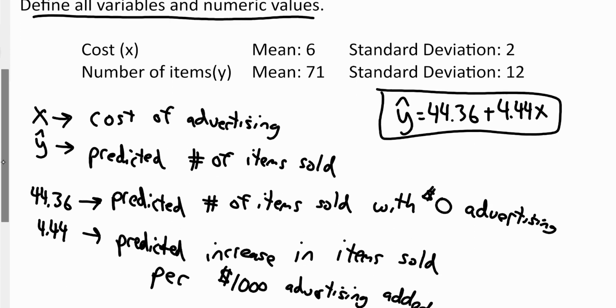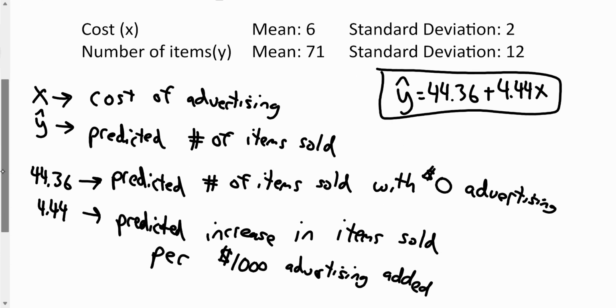X is the cost of advertising in thousands, so maybe add that in there. Thousands of dollars. Y is the predicted number of items sold. It's predicted, and it's also in the thousands. That 44.36 is the predicted number of items sold at $0 of advertising. Items sold in thousands again. And 4.44 is the predicted increase in items sold for every $1,000 of advertising added. So you can see that there is some benefit to doing that marketing, that advertising.